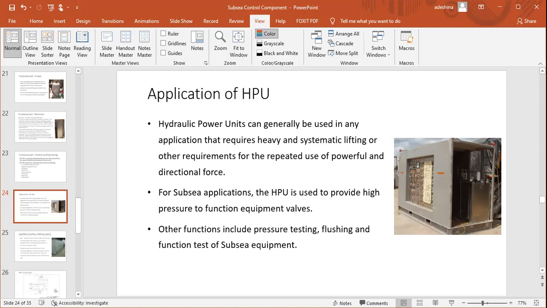So what is function testing? I think a function test is a test that is carried out to ensure that the subsea equipment performs within the allowable working parameters.